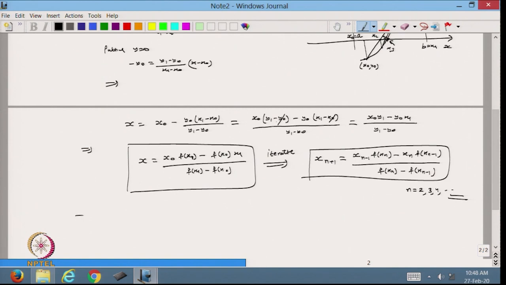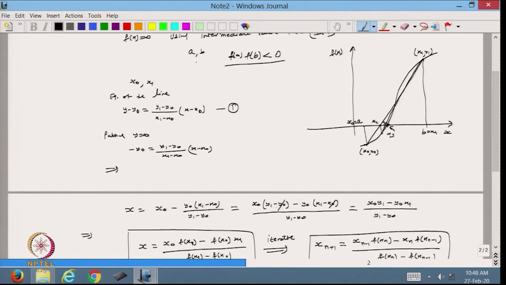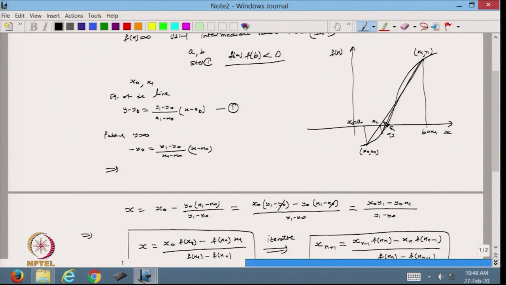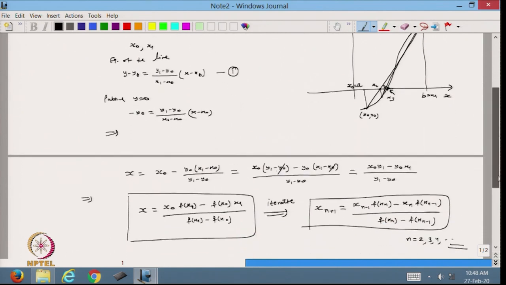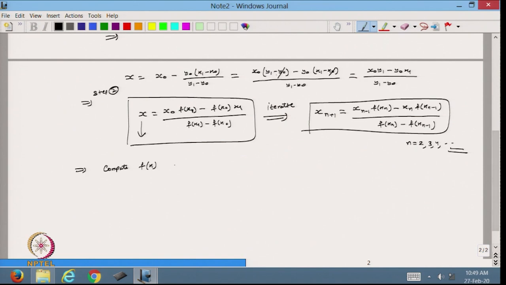Now, what we will do in this case: the first step is to find the value of a and b. This is step number 1, finding the value of a and b, and then after that I will get the value of x. This is my step 2. Now compute f at x. Whatever x I am getting, I will get my f x.